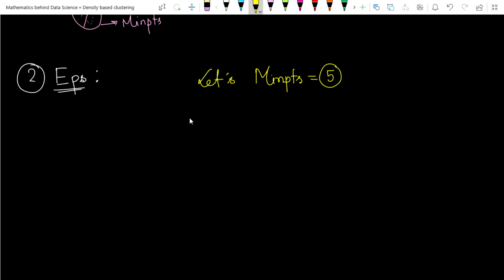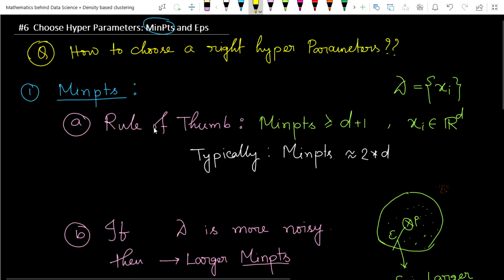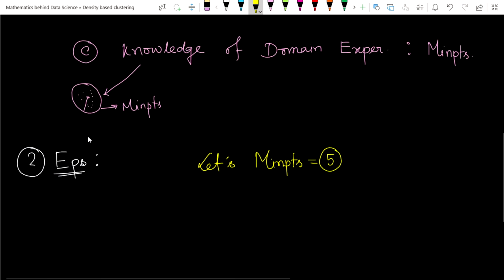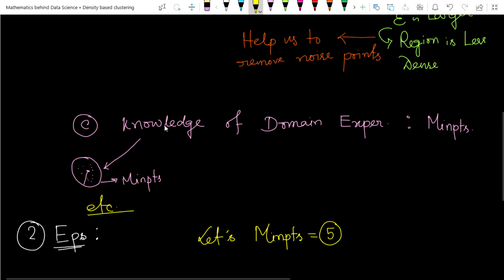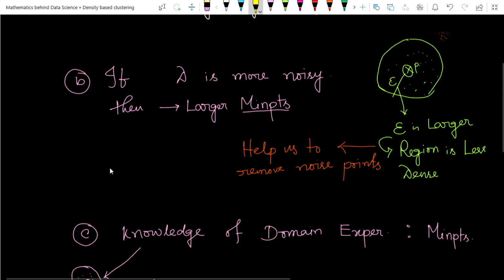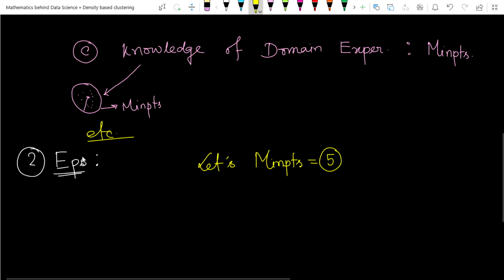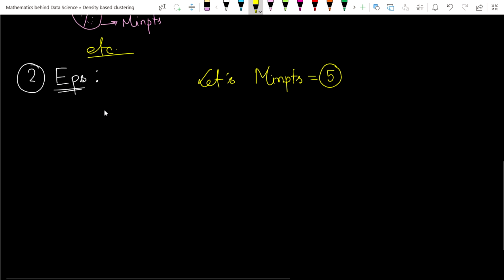We have already seen how to choose the hyperparameter min point using these concepts. Suppose using these three methods, we chose the value of the hyperparameter min point as 5. Based on this value 5, we have to choose the epsilon value. What will this epsilon value be? Let's see the first method. We have to measure the distance from any point xi to its fifth nearest neighbor.